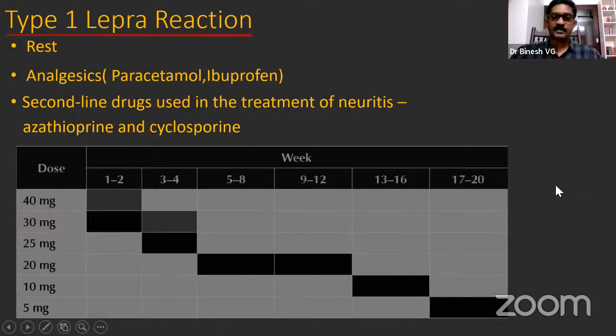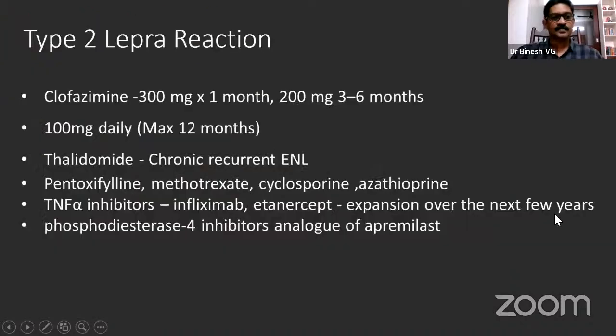Okay. But when 30 milligram is started, it is 30 then 25. When it reaches 20, again it is 8 weeks. Okay. The recommendation is like that.